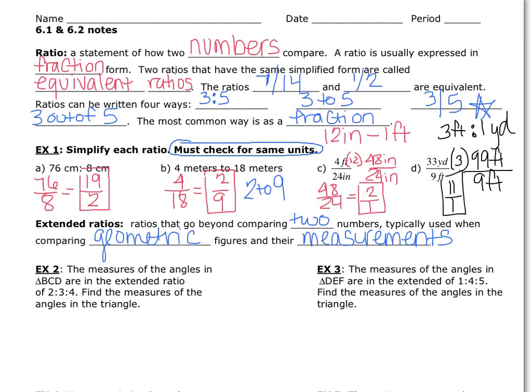So let's look at it here. The measures in example 2, the measures of the angles in triangle BCD are in the extended ratio of 2 to 3 to 4. Find the measures of the angles. So basically, you have a triangle. You know that all of these angles in here, we all know by now, they all add up to 180 degrees. So inside every triangle, watch how I set this up.